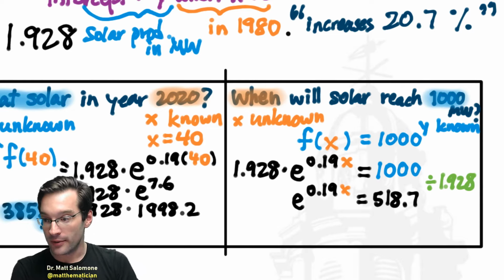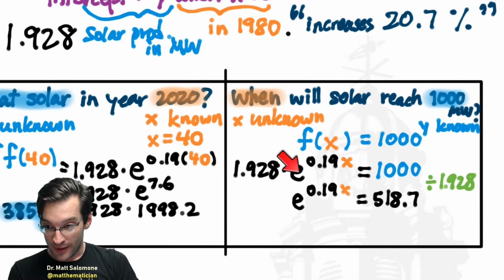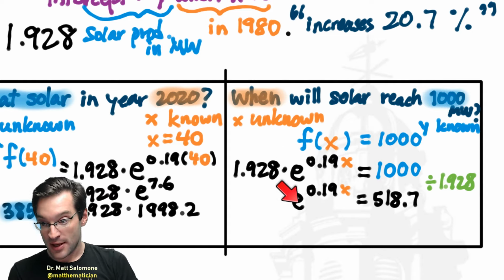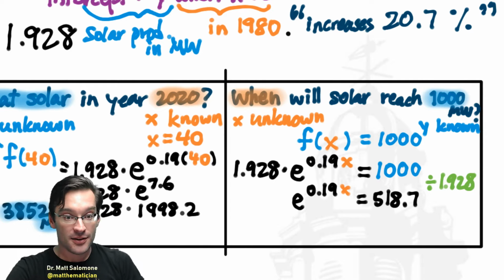I'm doing a little bit of rounding there. So now we've dealt with this multiplication, which is happening last. I divided away so that it's no longer there. Now, the very last thing that's happening in this expression is the exponentiation with the base of e. And because that's the last thing that's happening here, it's the next thing that we need to undo. How do we undo that expression?